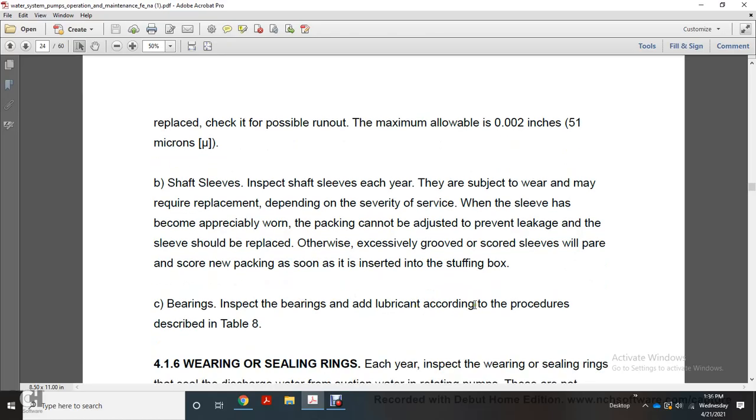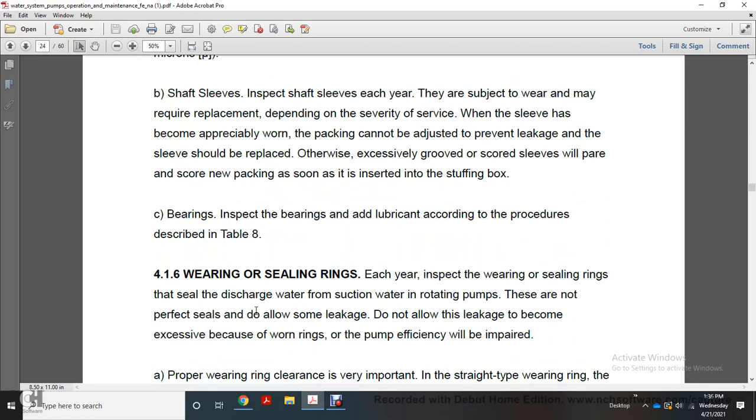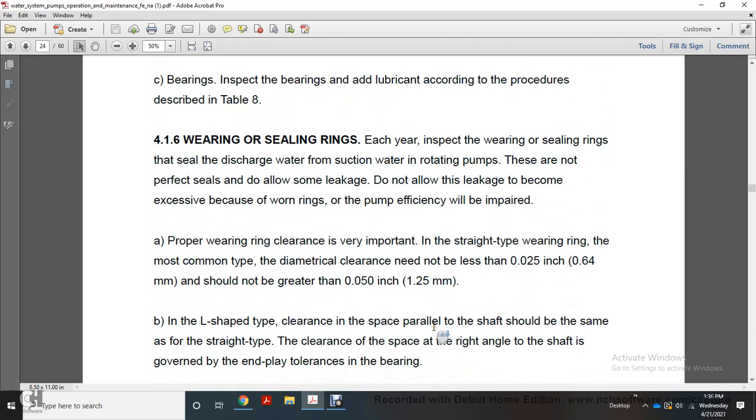Bearings. Inspect bearings and lubricant in accordance with the procedure described in Table 8. 416 Wearing seal rings. Each year, inspect the wear and sealing rings, which seal discharge water from suction water in the rotating pump. They are not perfect seals, so some leakage is allowed. Do not allow the leakage to become excessive because of worn rings, or pump efficiency will be impaired.